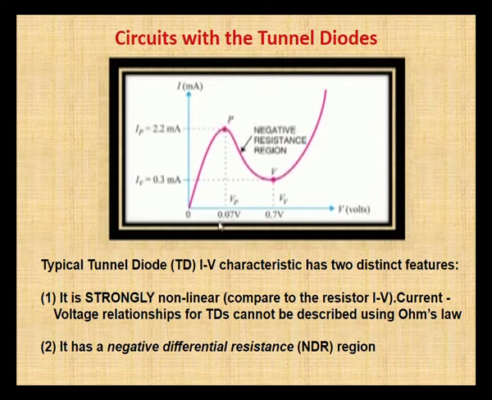And 0.7 volt is mentioned here because we are using a silicon semiconductor. This is the cut-in or barrier potential of silicon, that is why 0.7 is mentioned here. And the peak voltage is 0.07 volt, and this is the cut-in voltage, 0.7 volt, and the valley voltage, also called the valley voltage.